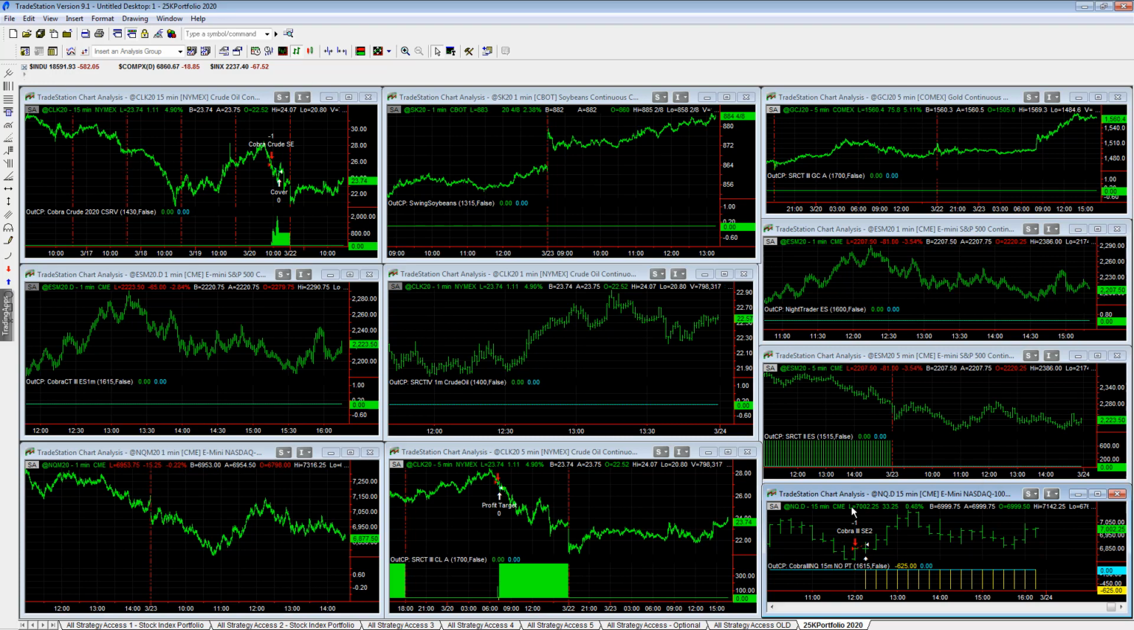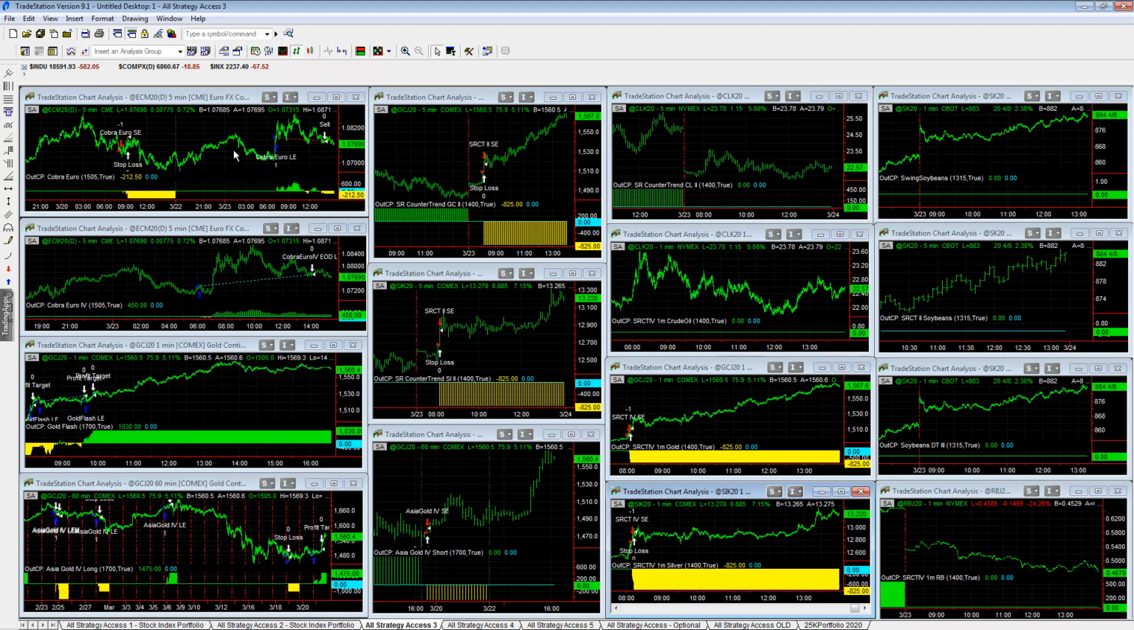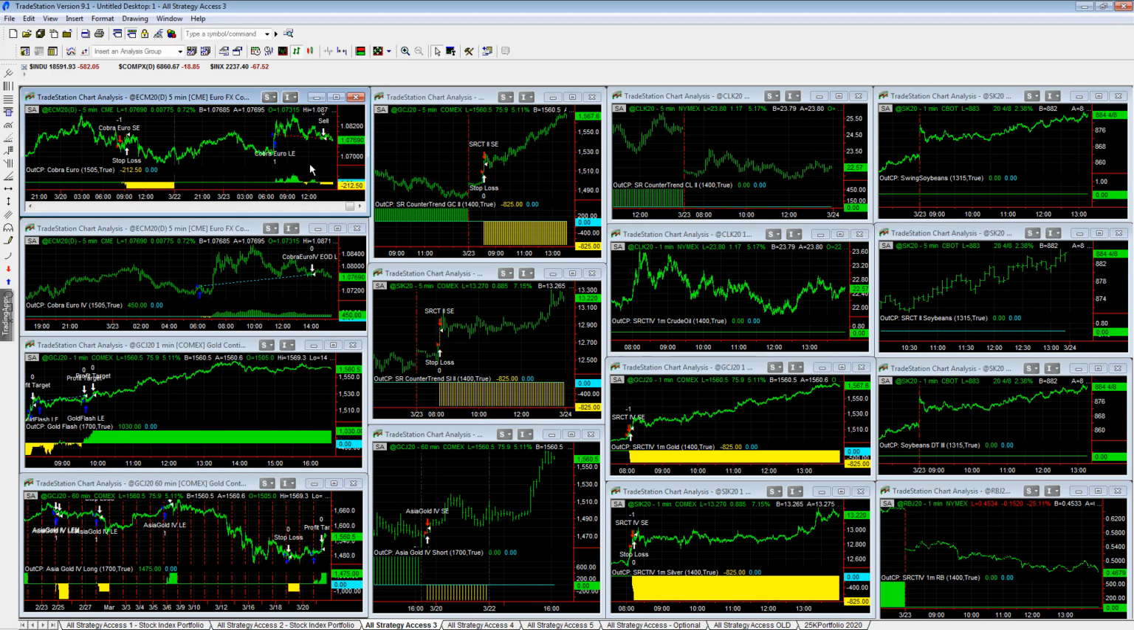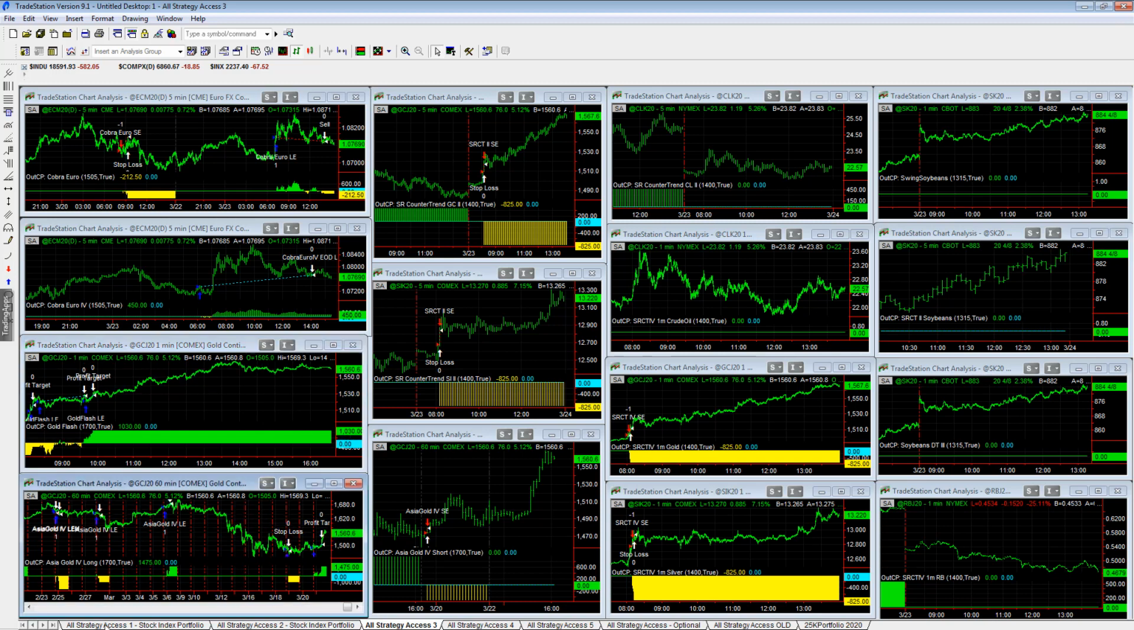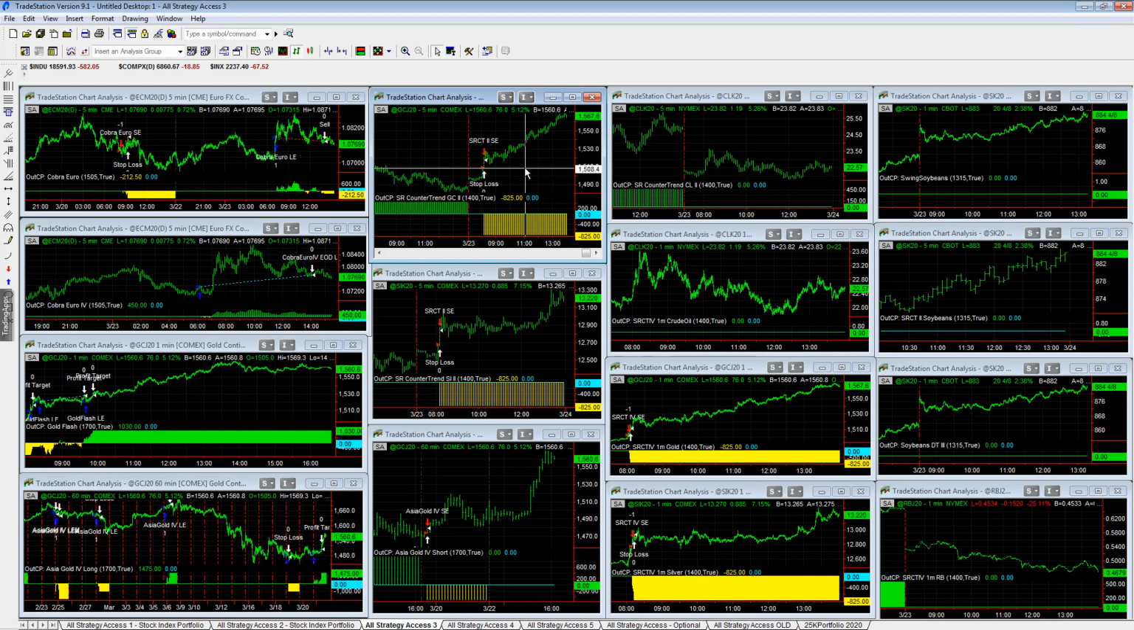conservative portfolio, 25K, 50K, COBRA 3, E-mini S&P is minus 625. And so that's the only trade on that. So COBRA Euro 2, minus 212.50. COBRA Euro 4, plus 450. Gold Flash, the old Gold Flash, 1030. I have an update on that. Be sending out that as well. Asia Gold 4 long, plus 1475.